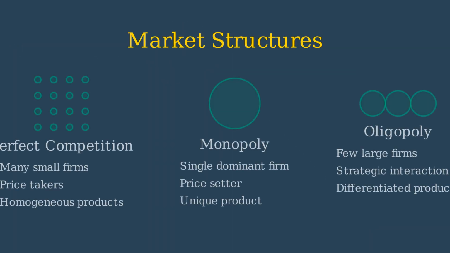Microeconomics examines different market structures. Perfect competition features many small firms. Monopolies consist of a single dominant firm. Oligopolies have a few large firms with strategic interactions.